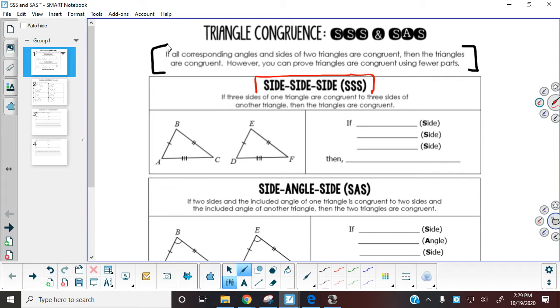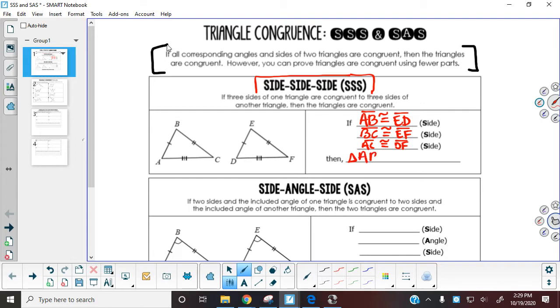So in this fill-in over here, we have segment AB is congruent to segment ED. It is marked as such. The second pair we had was BC. Segment BC is congruent to segment EF. Then we have the third segment across the bottom, AC is congruent to segment DF. So again, we have three pairs of congruent sides. Then we can say that the triangles are congruent.